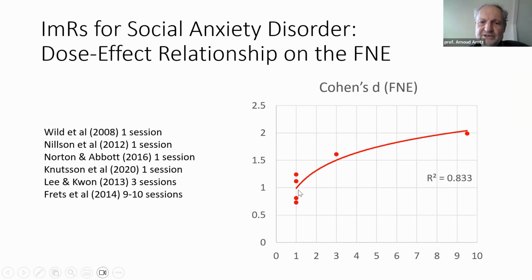And what you see here is that with one session, again, you see this one session effect of Cohen's d in the effect size of 1, which is already a large effect, which increases to 2 when on average 9.5 sessions were offered. So again, a dose-effect relationship between imagery scripting number of sessions and the effectiveness on an index of social anxiety.